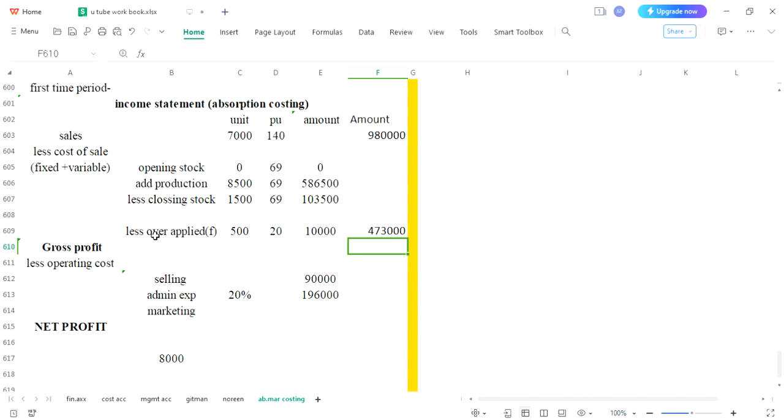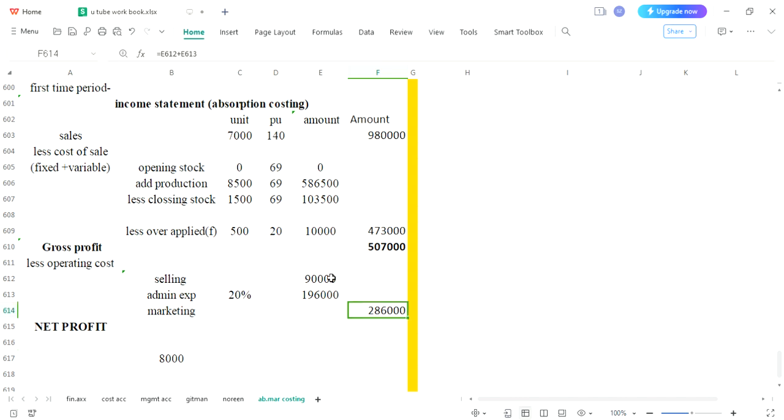We can now calculate our gross profit, which is the difference between cost of sales and sales. Amount of sale 98, you will subtract your cost 47. This way gross profit we have calculated, and now we will be able to calculate our net profit. For that we will complete our operating cost section. Two elements are present, 90,000 and 196,000. Operating cost has been completed.